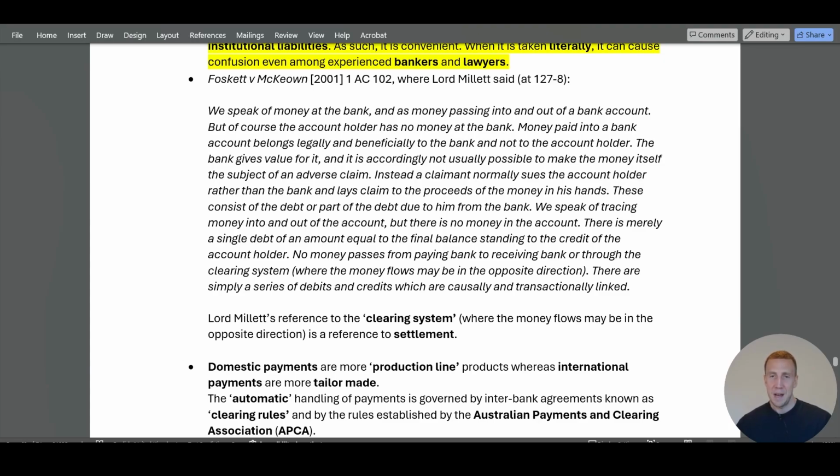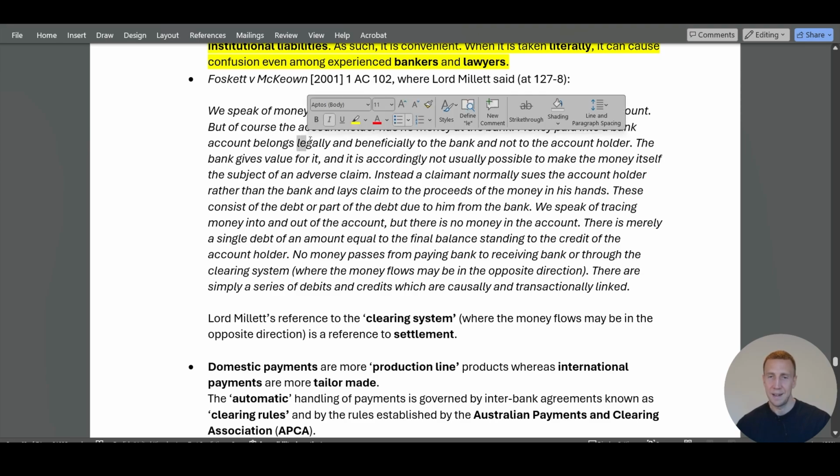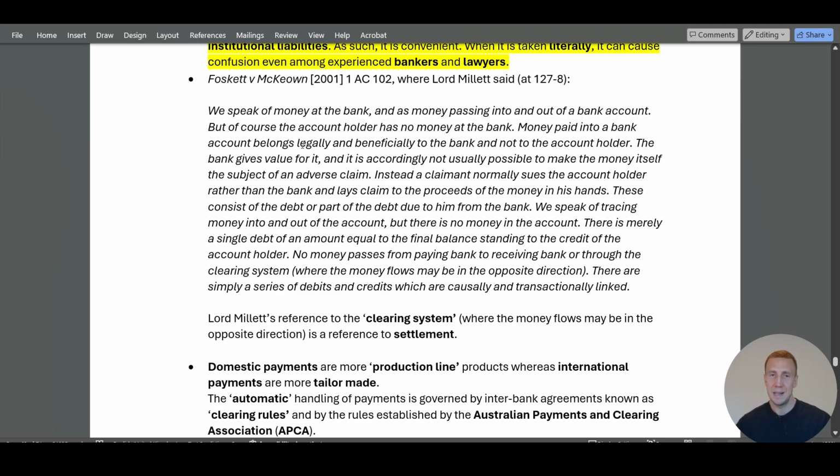The bank gives value. The only time that changes is when there's a trust account, and that is obviously where the constructive trust comes in. It's a slightly different relationship then. So notice here, legally, the money paid into a bank account belongs legally and beneficially to the bank and not to the account holder.